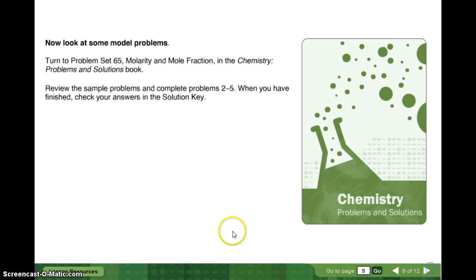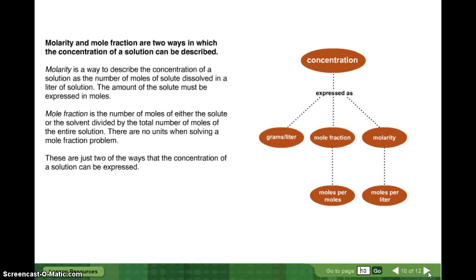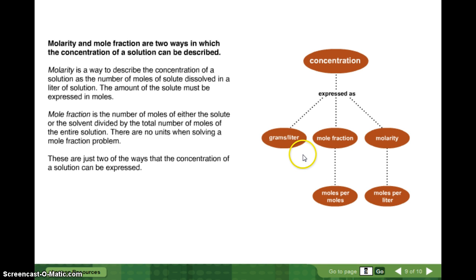All right, next slide. So now it says look at some model problems. And actually, you know what? That was for honors chem. So I don't think you guys need to do that. I'm going to double check. Okay, yep, you can ignore that previous slide. We'll be doing some problems in a later lesson.